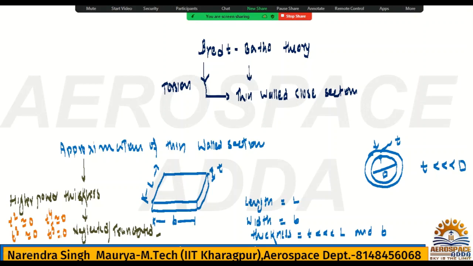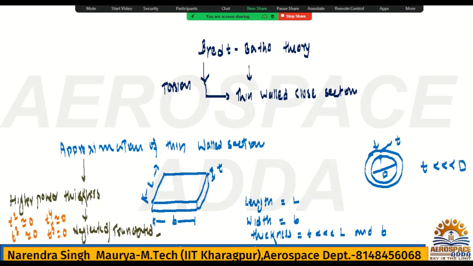Thickness is a small value compared to another dimension like length, width, or diameter. If thickness is very small, then in calculation, suppose you are calculating moment of inertia, or if it is a circular cross section, you are calculating the polar moment of inertia.